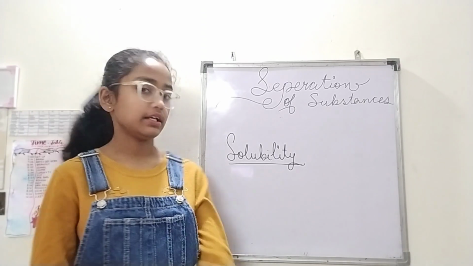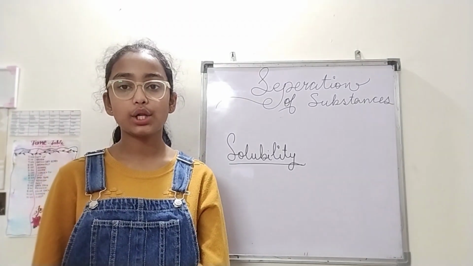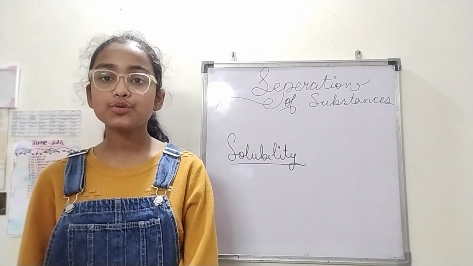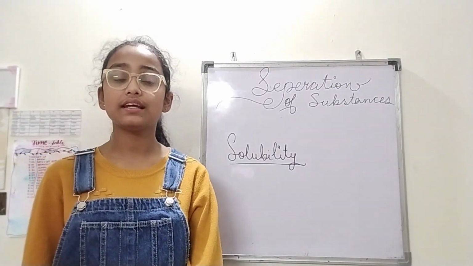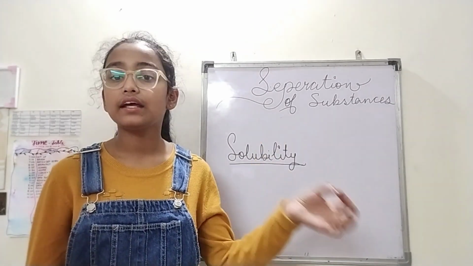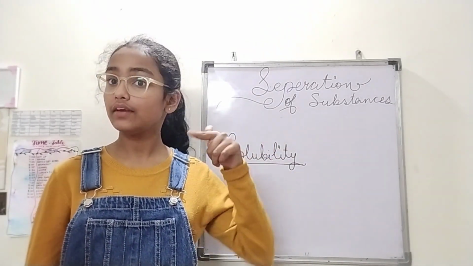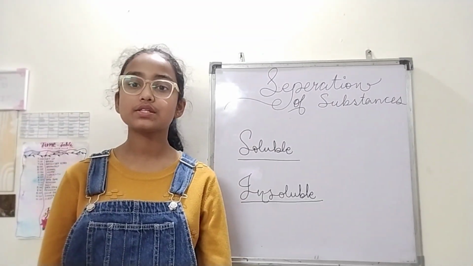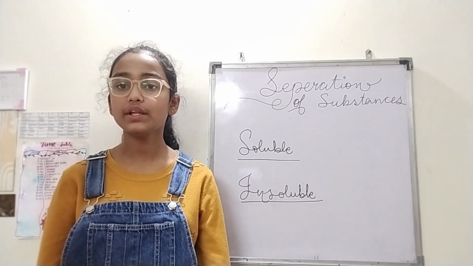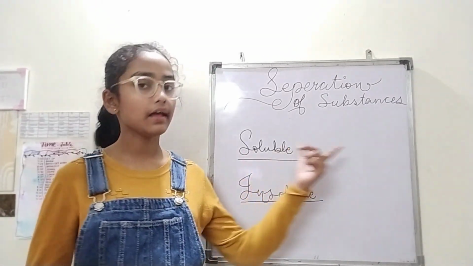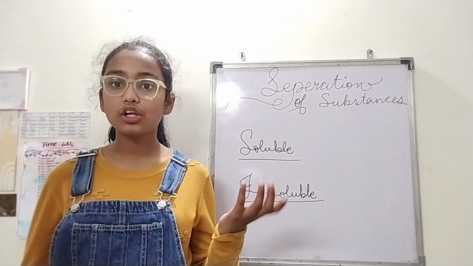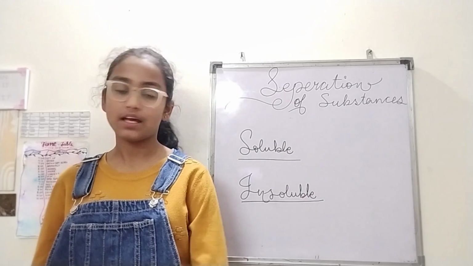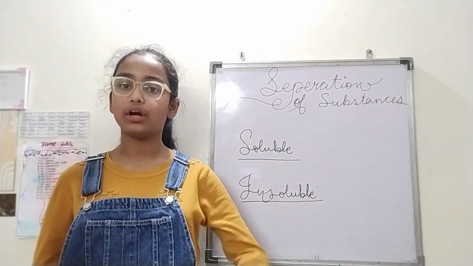Now what is solubility? Solubility is the tendency of the solute to dissolve in a liquid at the given temperature. Suppose we are mixing salt in water. What is the tendency of salt? The tendency of salt to dissolve in water at the given temperature is known as solubility. All substances do not dissolve in water. The substances that dissolve in water are said to be soluble in water. Now what is insoluble then? The substances that don't dissolve in water are said to be insoluble in water.